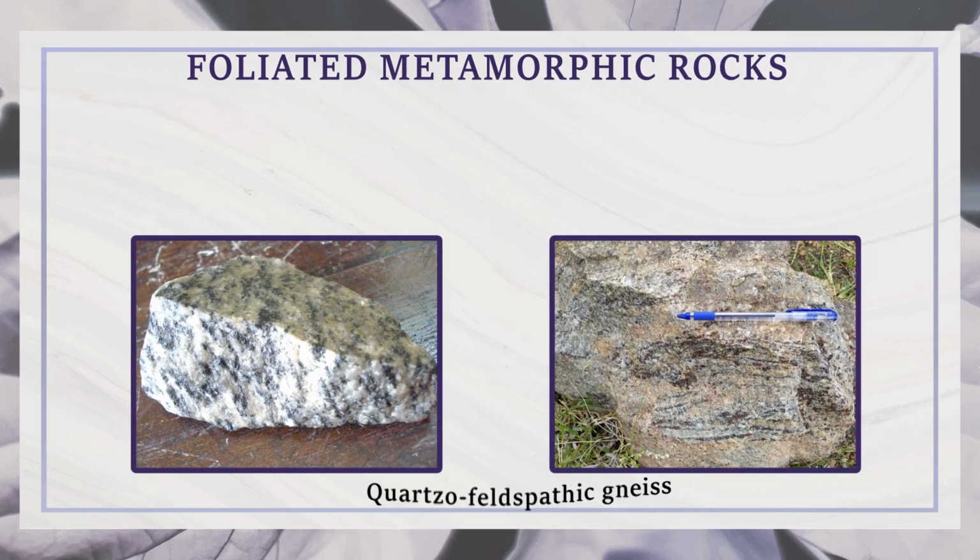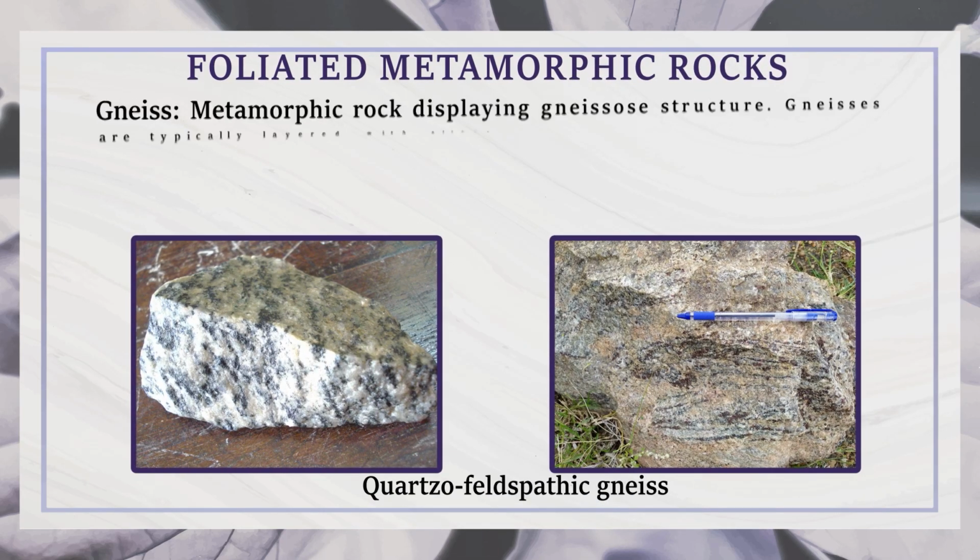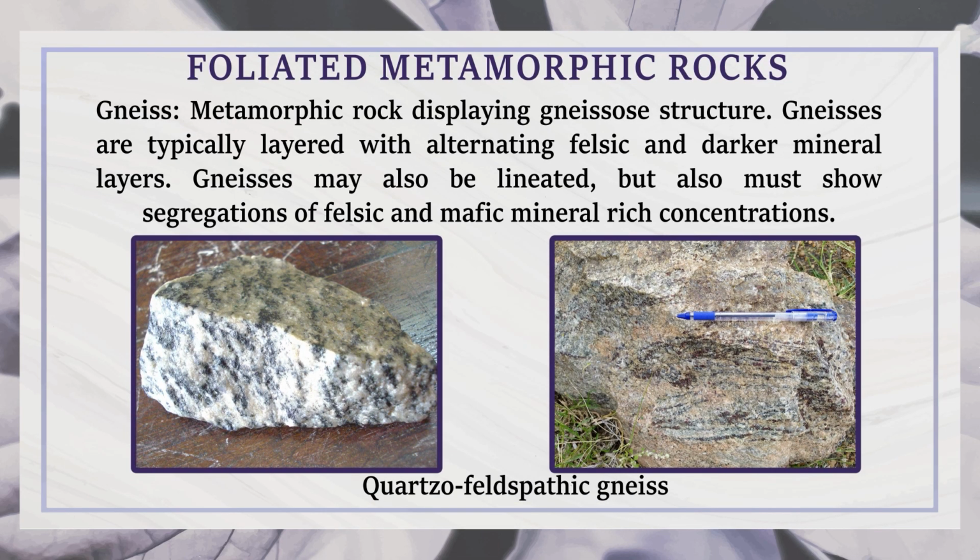Another foliated metamorphic rock example is gneiss, a metamorphic rock displaying gneissic structure. Gneisses are typically layered with alternating felsic and darker mineral layers. Gneisses may also be lineated, but must show segregations of felsic and mafic mineral rich concentrations. Here is an example of quartzo-feldspathic gneiss.